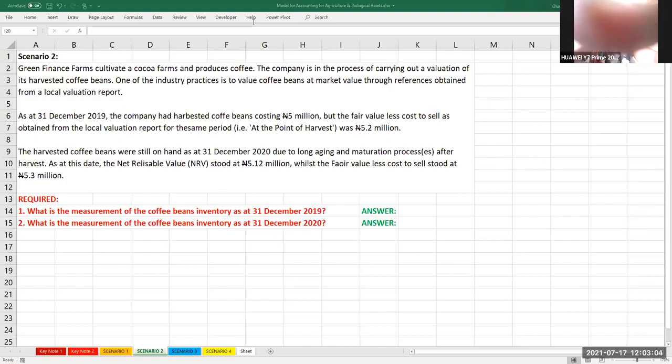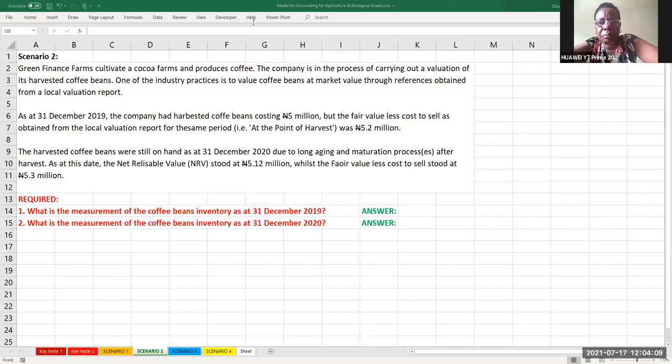I agree with him. Okay, if you agree with him, what then is the suggested solution? 5 million. That's cost. Yes, less cost or net realizable value. That's number 2. The coffee was then an inventory, so it should be taken care of under inventory. It should be recognized at the lower of cost or net realizable value. The cost is 5 million, while net realizable value is 5.12 million. So we recognize it at 5 million. Then for number 1, I'm okay with the solution. I agree with him. Now let's look at it.